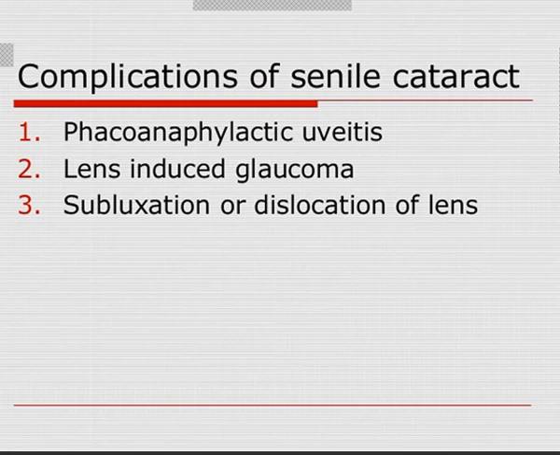Now the complications of senile cataract. What are the complications? Uveitis may also occur with the lens, that is the phacoanaphylactic uveitis. The patient complains of pain and is unable to tolerate daylight, blepharospasm will occur, and the patient complains of pain and decreased vision.